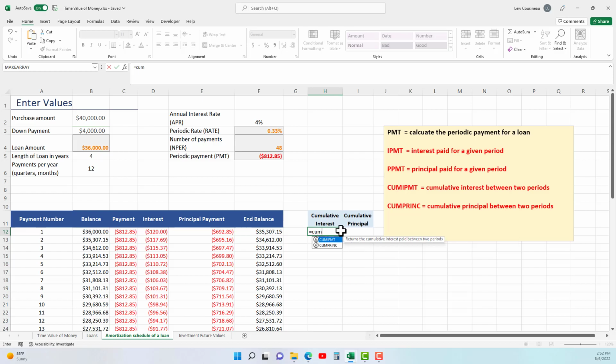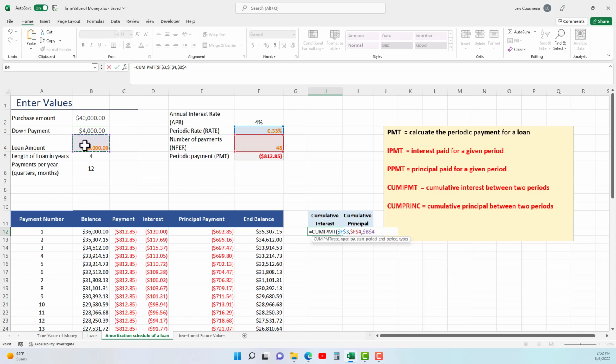Equal CUMIPMT returns the cumulative interest paid between 2 periods. So again, it just wants to know the parameters of the loan that don't change. So that's why you want to absolute them. The loan is the loan. We got 48 payments, and the present value is the $36,000 in this case. So those never change. So you want to make sure you absolute those.